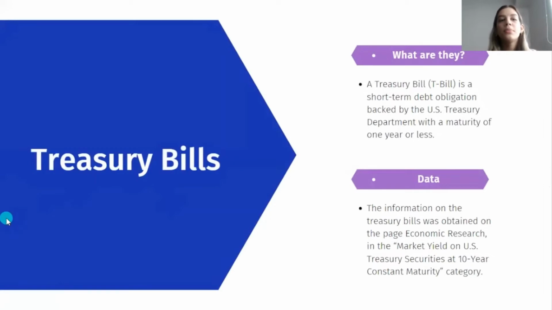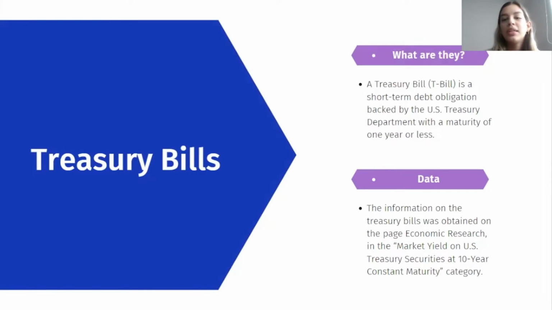Now, giving some context about the treasury bills, also known as T-bills: these are a short-term debt obligation backed by the US Treasury Department with a maturity of 1 year or less. These treasury bills are usually sold in denominations of 1,000, while some can reach a maximum denomination of 5 million. The longer the maturity date, the higher the interest rate that the T-bill will pay to the investor.